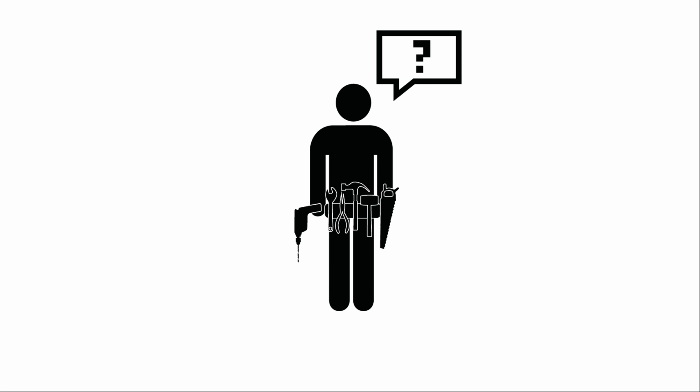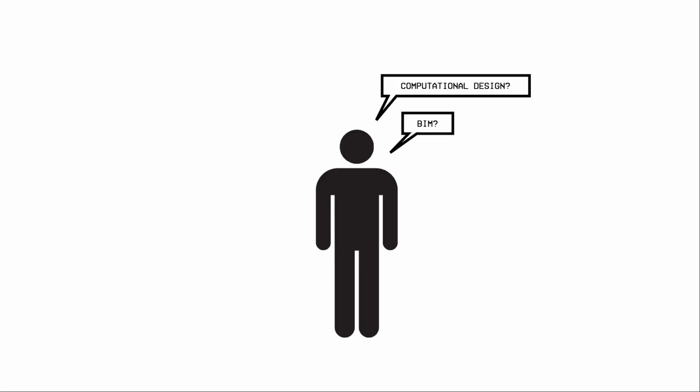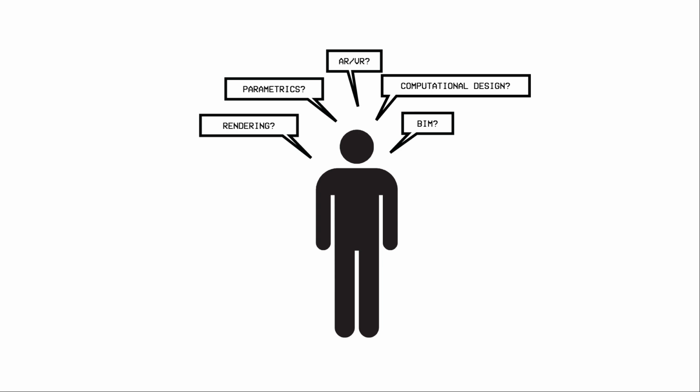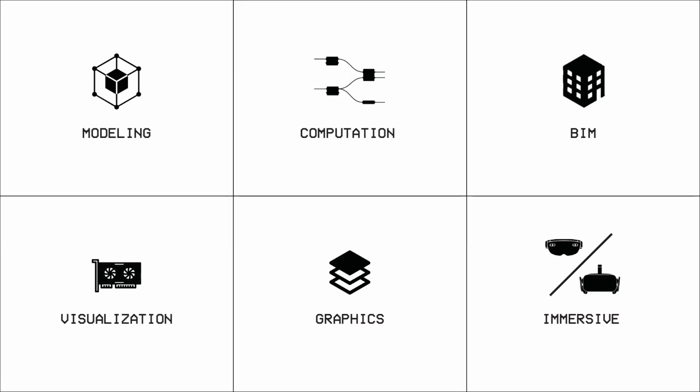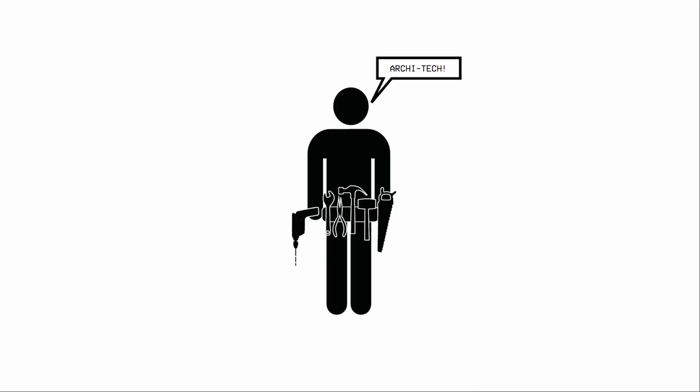On top of that, you also get these kind of terms like BIM, computational design, AR, VR, parametrics, rendering, all these kind of techie terms, which kind of compounds the confusion of what all these things really mean and what you have to learn. So in this video, what I've done is simplify things into these 6 categories: modeling, computation, BIM, visualization, graphics, and immersive. We'll touch base on all of these and a few of the terms that come with them, but these are the areas that I think you need to equip yourself with to future-proof yourself as a digitally fluent architect, otherwise known as an architect.